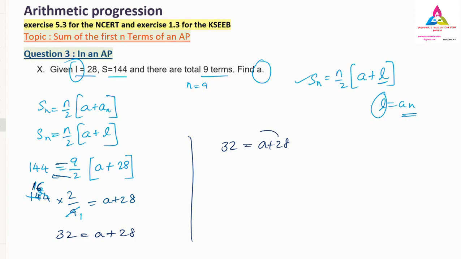This 28 we have to shift to that side. When you shift plus 28, it becomes minus 28, equal to a. 32 minus 28 is 4. So the a value is 4, and we found the final answer. It is easy, but understand the question they have given. If you do not understand this question, you will have some trouble solving this problem. It is not so difficult, but you have to understand the question, and which formula you are going to apply is most important.